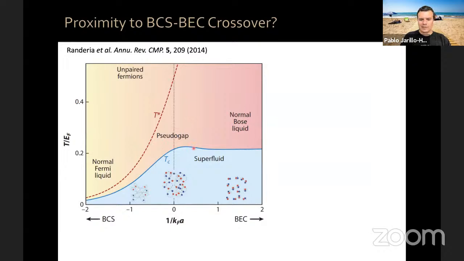So this is a plot taken from Mohit Randeria's review on the BCS to BEC crossover within cold atom systems. They can tune the scattering length so that they can go all the way from deep in the BCS limit, where the Cooper pair size is much, much bigger than the average interparticle distance, to the extreme BEC limit, where the molecular pairs, the bosons, have a much smaller size than the average interparticle distance. And in between, when those two length scales are similar, corresponds to the BCS to BEC crossover, okay?